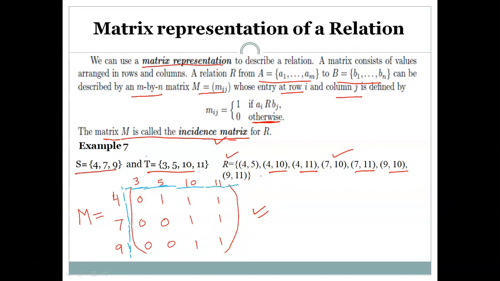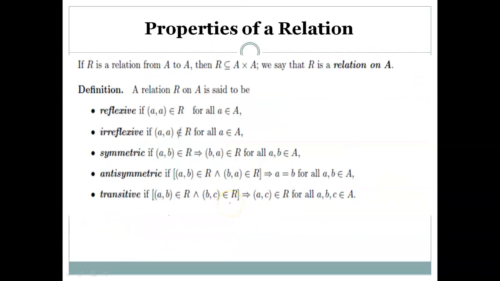So here we have given the three representations of the relation: in the form of a subset, where R is definitely a subset of S cross T, in the form of a matrix, and in the form of a graph. So three representations of a relation have been discussed here. Now the properties of the relation. If R is a relation from A to A, that means both the sets are the same, so relation R will be a subset of A cross A. We say that R is a relation on A.